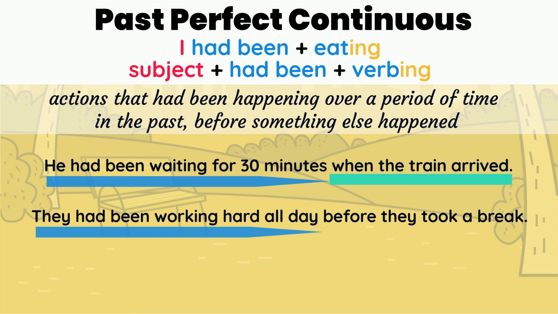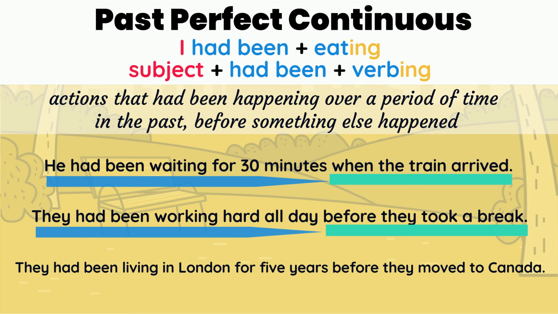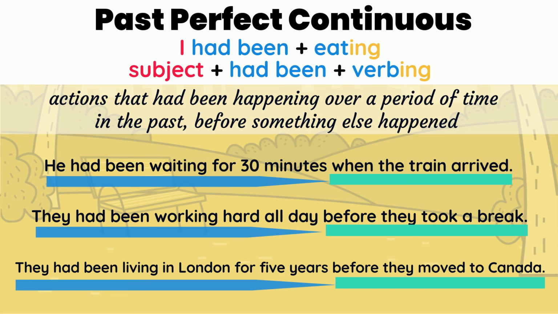"They had been working hard all day" shows the duration of the action that had been happening all day before the past event, which is before they took a break. Let's look at the last example. They had been living in London for 5 years before they moved to Canada. It focuses on duration before a past event.